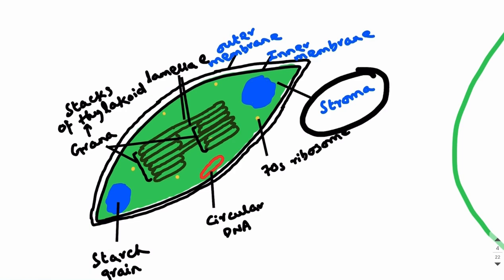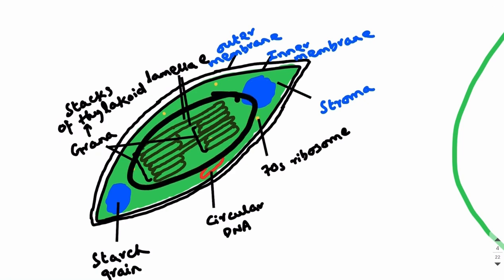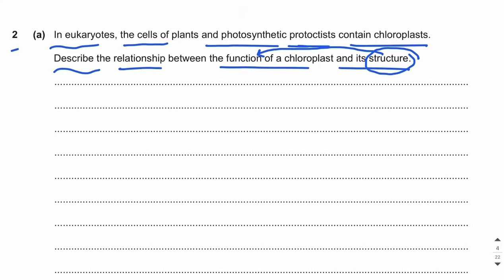We know about the stroma, which is the fluid of the chloroplast, and stroma of the chloroplast is the site for light independent stage or Calvin cycle, because stroma contains an enzyme called Rubisco. Then we know about the grana, which are these stacks of thylakoids. The grana contains photosynthetic pigments. These are the sites of the light dependent stage, right? So these are all things that we can write in the question above, that is, describe the relationship between the function of the chloroplast and its structure.